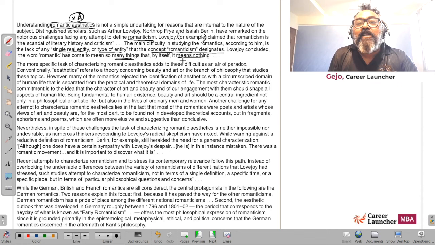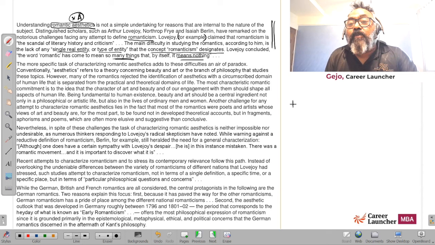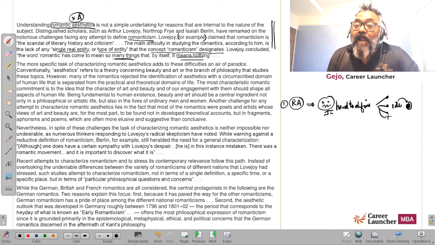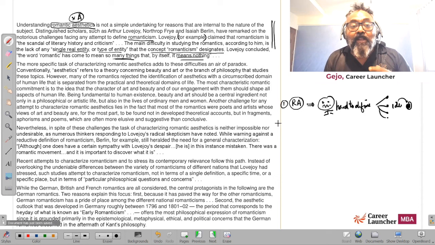So let's understand what the passage tells us. We have romantic aesthetics, let's call it RA. I think this is very hard to define. Why is it very hard to define? There are a lot of ideas, and we cannot boil it down to one idea. Therefore, if it can mean anything, it can mean nothing as well. So that's paragraph number one with a few examples. Let's move to paragraph number two and see what it is saying.